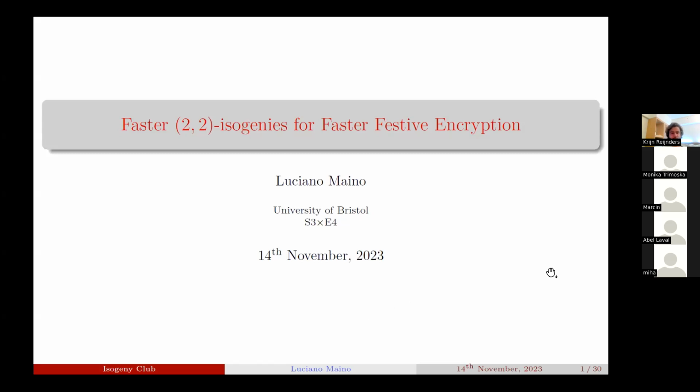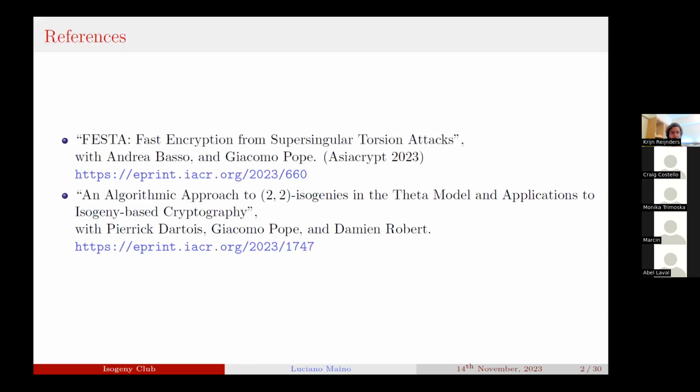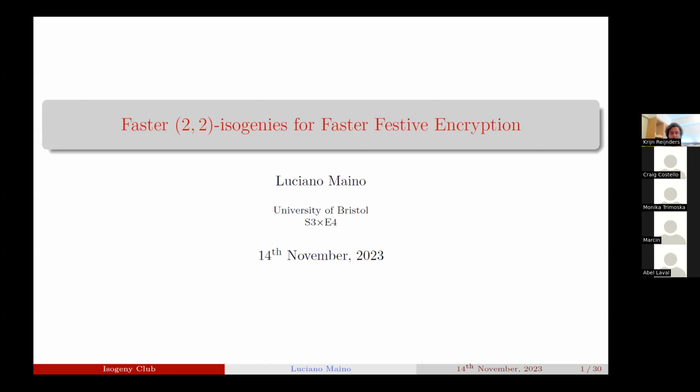Okay, can you all see my screen if I move the slide? Okay, cool. Works perfectly.